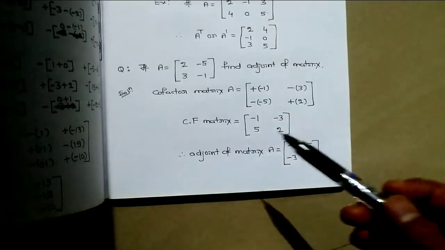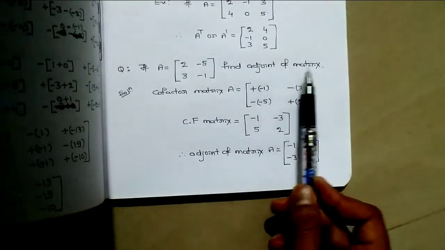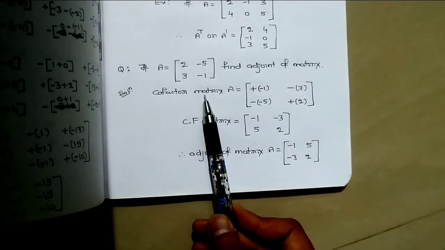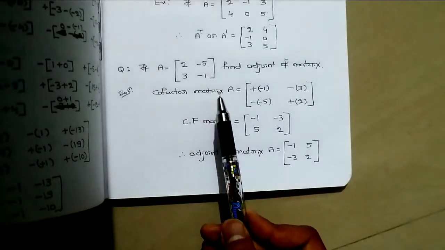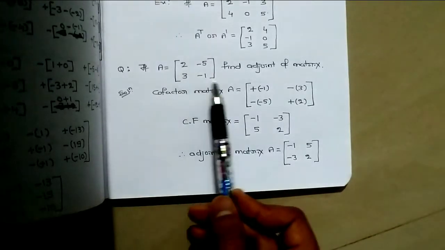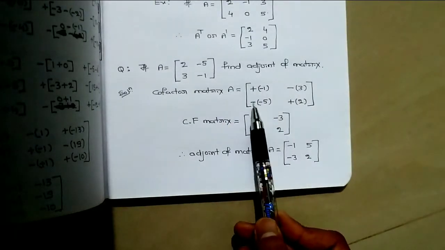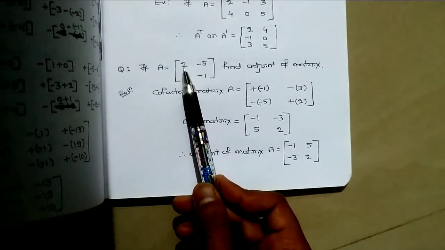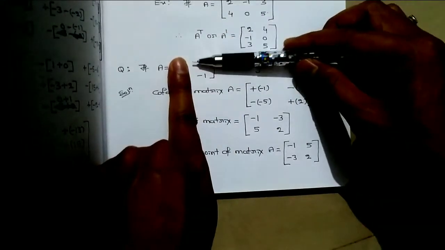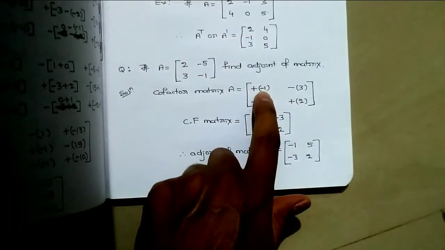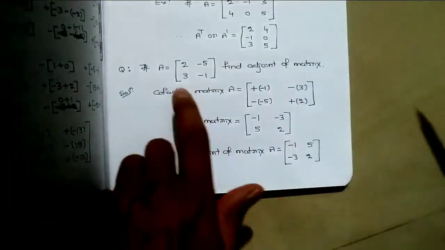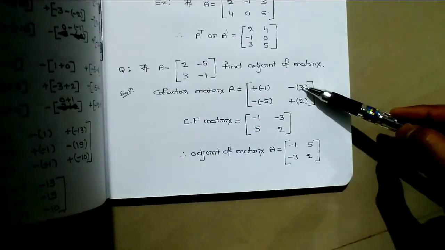One more time I will explain. To find the adjoint of a matrix, first we need to find the cofactor matrix. To find the cofactor matrix, first we need to write the sign rule. What is the sign rule for second order? Plus, minus, minus, plus. Once you write this sign, the next step is to take the elements. Take the first element. Whenever you are taking the first element, delete that column, that row. The remaining element you should write in the first element place. Next, minus 5, delete that column and that row. 3 you should write in the second place.